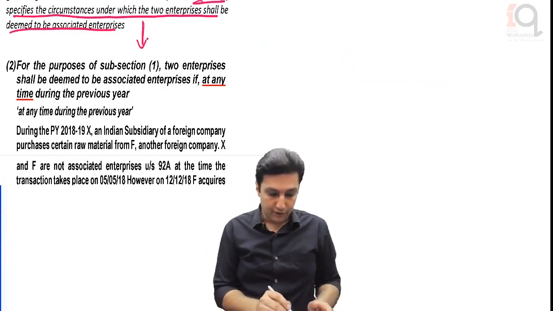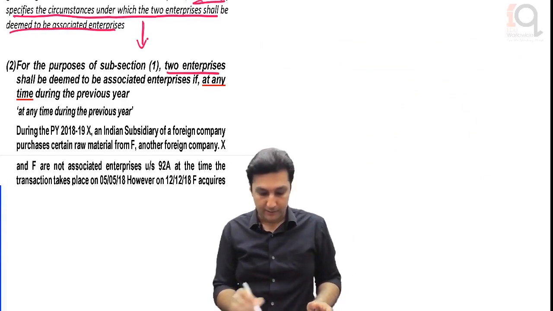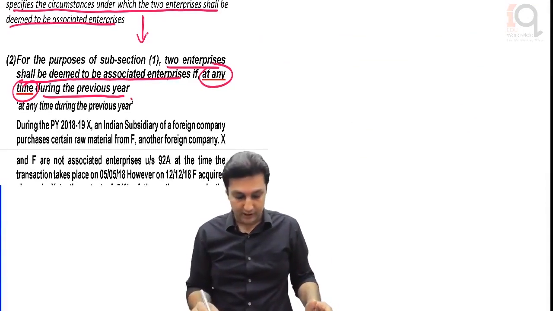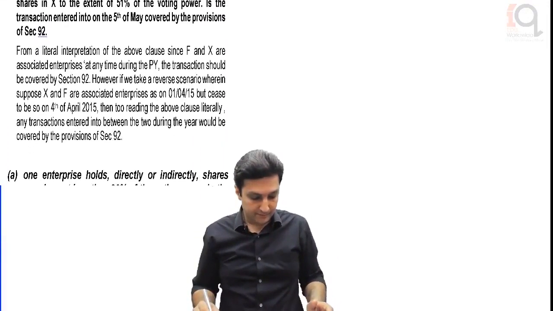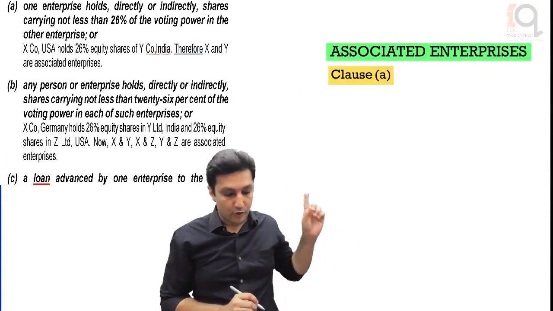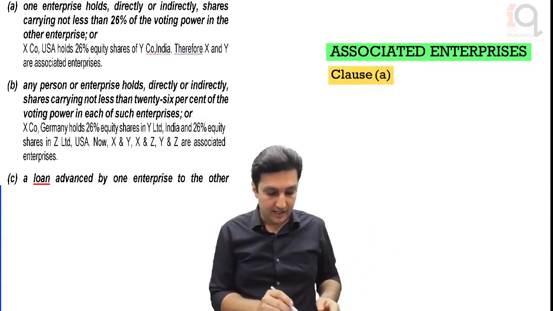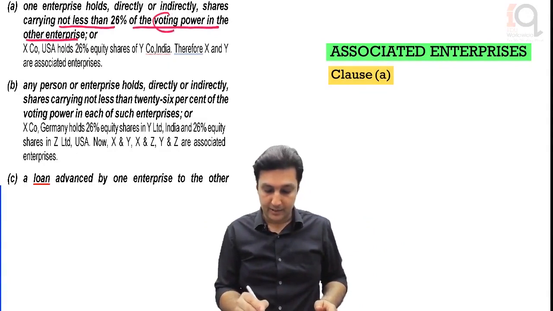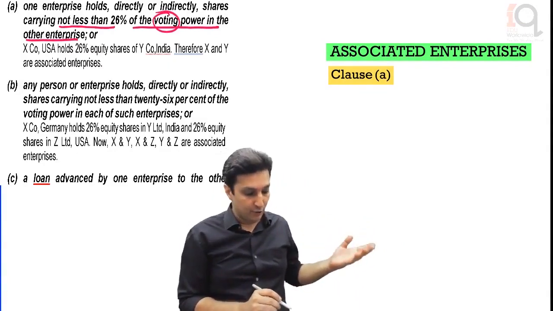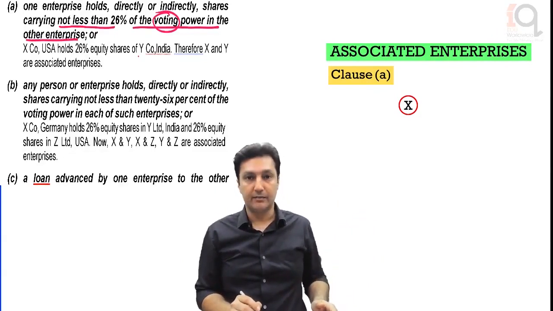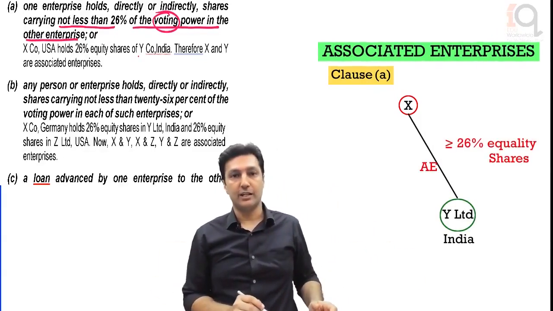It says, for the purpose of subsection 1, two enterprises shall be deemed to be associated if at any time during the year, and let's go and check. Clause A. One enterprise holds directly or indirectly shares carrying not less than 26% of the voting power in the other enterprise. So equity shares. An example could be X company USA holds 26% equity shares of Y company India. Therefore, X and Y are associated enterprises.